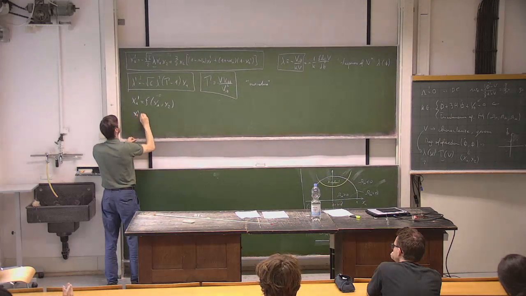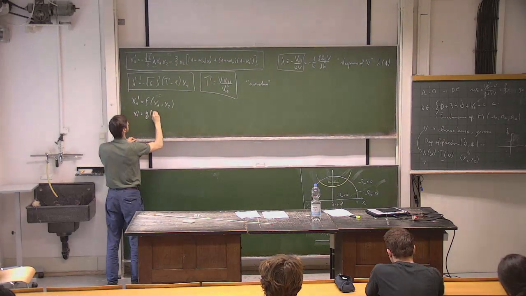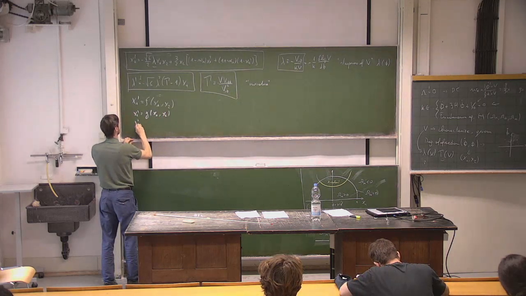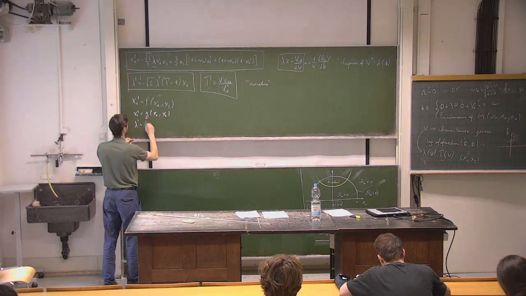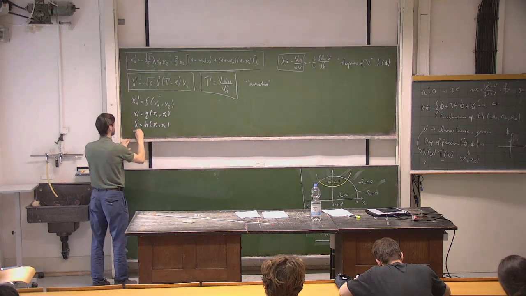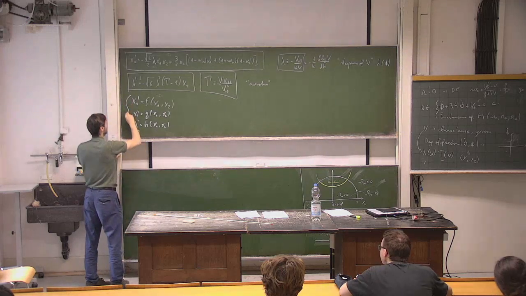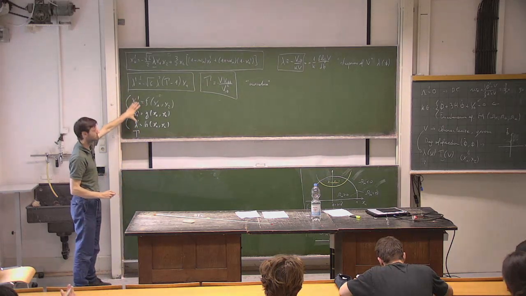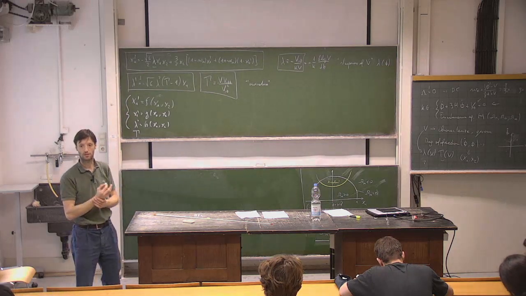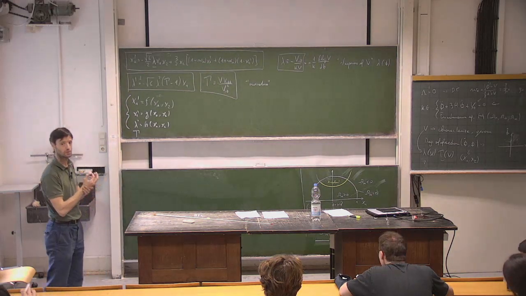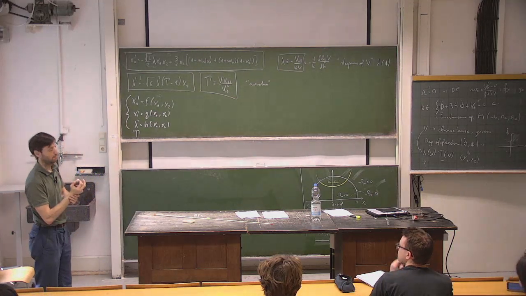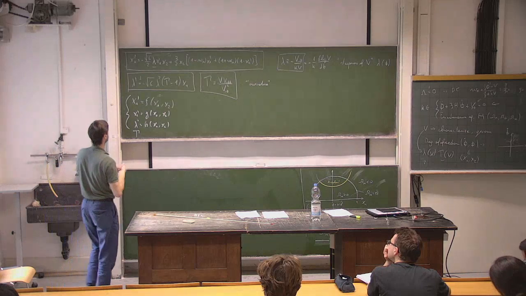So x2 prime equals another function of x1 and x2, and then we have lambda prime, which again is a function of x1 and x2, as well as gamma. So that's the set of equations that we need to solve in general to find the evolution of our system. Gamma prime is not important.